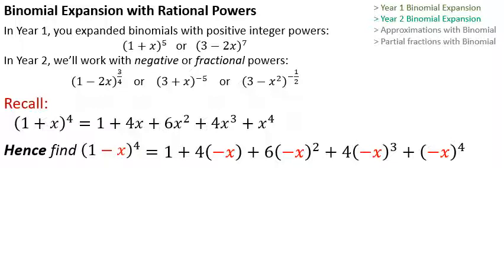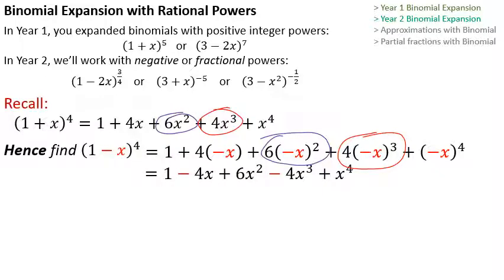Everywhere you see x has been replaced with negative x. And some of the time that makes no difference, like when it's 6 lots of negative x squared. Well, when you square negative x, you get the same as if you square x. But other times it does make a difference. When we have 4 lots of negative x cubed, that's going to be different to just 4x cubed, because the negative is preserved by the odd power.